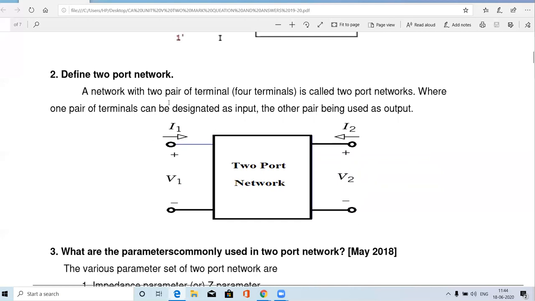So a network with two pairs of terminals, where each pair has two terminals, meaning there are four terminals in total, is called a two port network. One pair of terminals can be used as the input port and the other pair can be used as the output port. This is called the two port network.